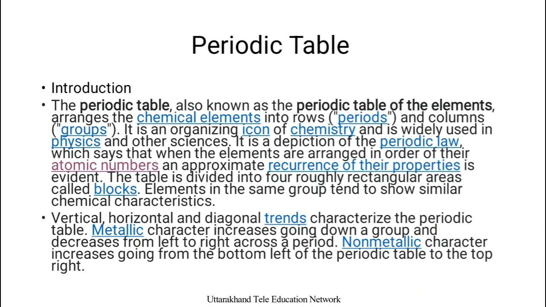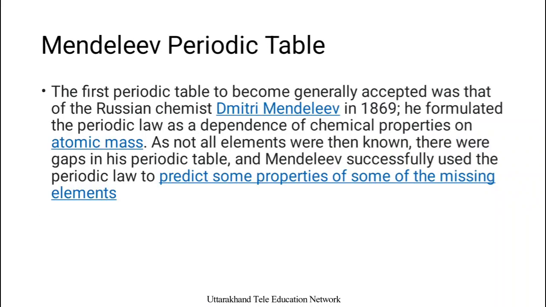Now come to the next one, which is called the Mendeleev periodic table. The first periodic table to become generally accepted was that of the Russian chemist Mendeleev. In 1869, he formulated the periodic law as a dependence of chemical properties on atomic mass.